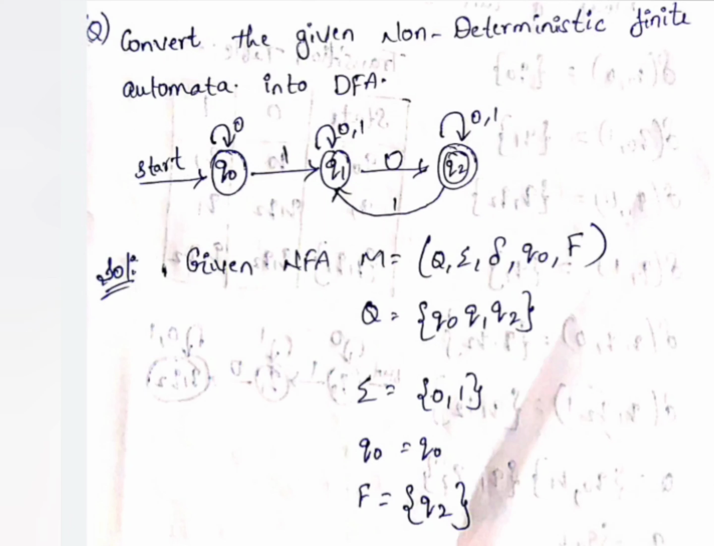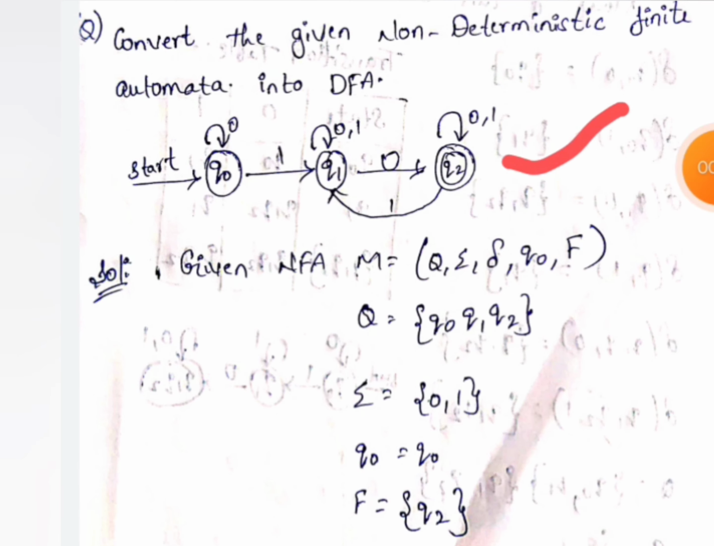In the previous class we discussed how to convert NFA to DFA. Today we will look at one example of converting a diagram that is in NFA form. Now we need to convert it into a DFA. What is a DFA? Here we need to get only a single path with a single input. Here we have multiple inputs, so we need to make it a single input.